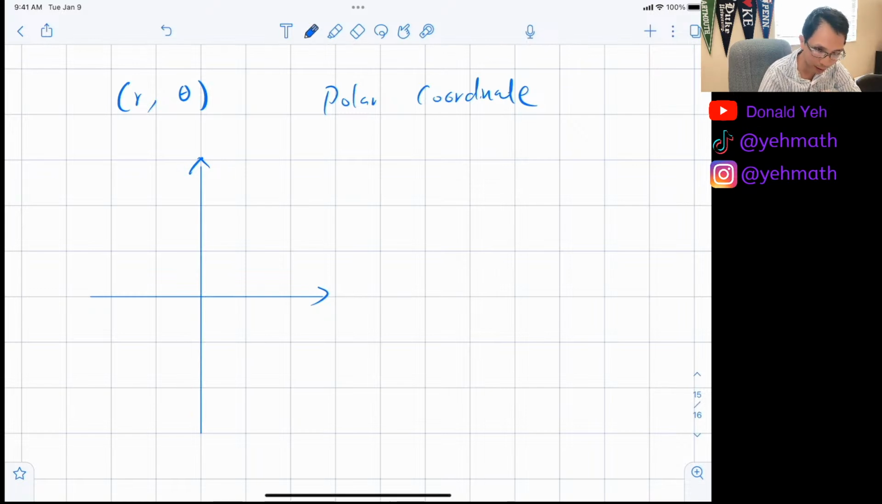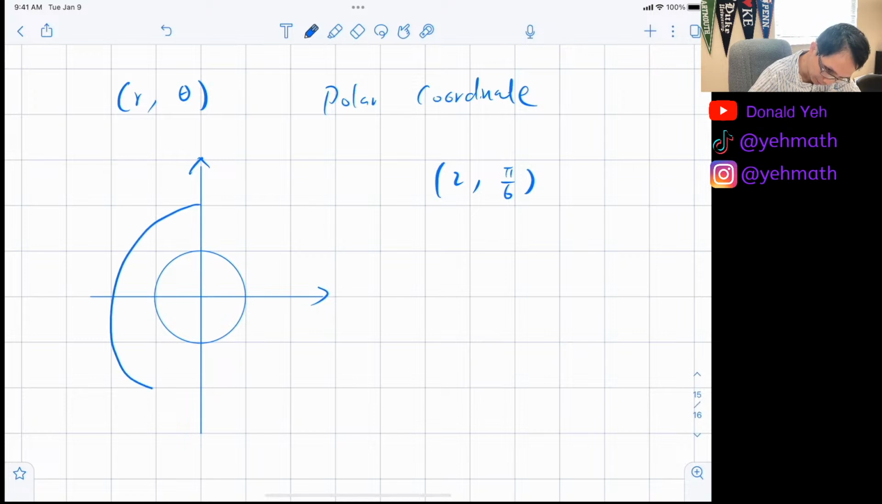Okay, so let's say I'm gonna give you a polar coordinate. For example, the polar coordinate is gonna be 2 and pi over 6. So that means I'm gonna go 2 units, so it's gonna be a circle here, and then at pi over 6 it's gonna be a circle here.